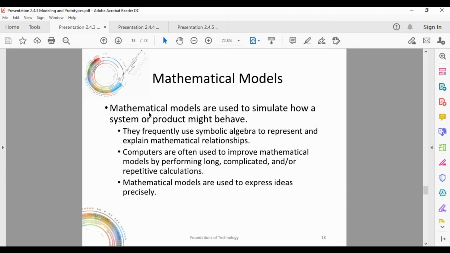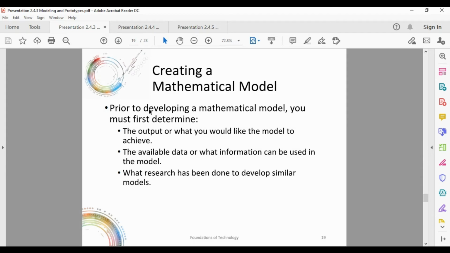Mathematical models are used to express ideas precisely. So we can do stuff in math that allows us to operate in the realm of theory that we can't do realistically. And so from that, we can actually ascertain a precision in math greater than we ever could in the real world. Prior to developing the mathematical model, you must first determine the output of what you would like the model to achieve.